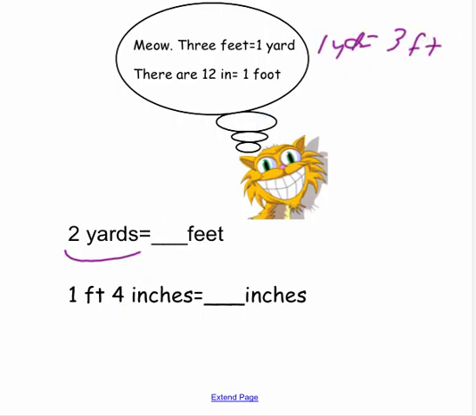So how many yards would be equal, or 2 yards would be equal to how many feet? So if you just double the yard, you would have to double the feet. So instead of 3, if you double 3, you would get 6 feet. That's helpful to think that you can switch it around too.